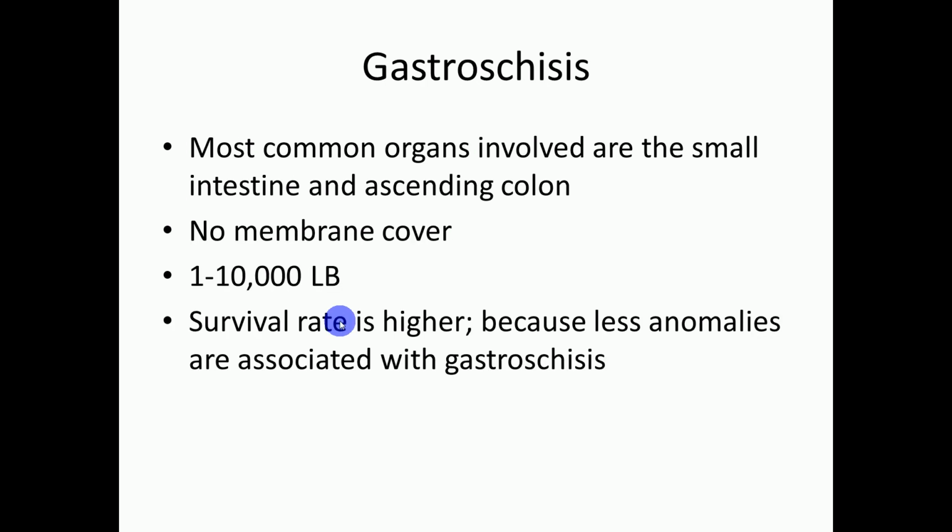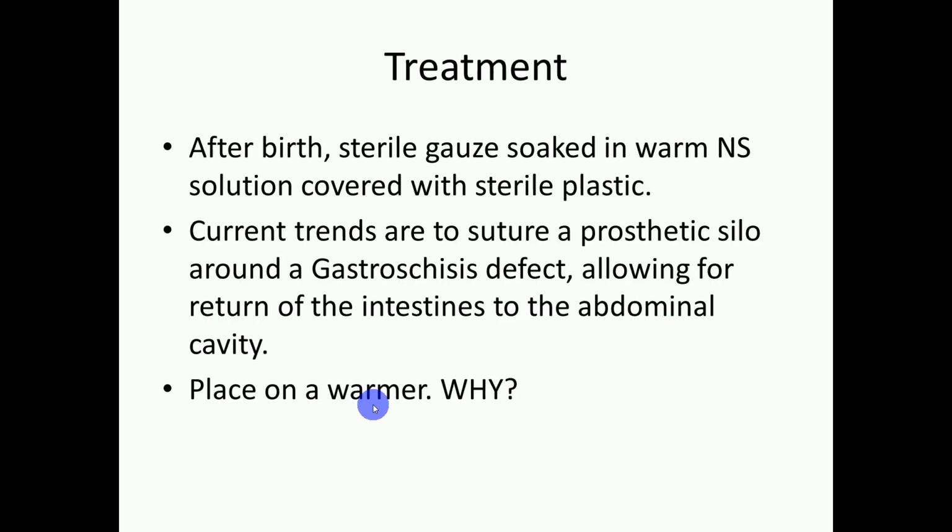Gastroschisis, most of these involve the organs of the small intestine and the ascending colon. So instead of just the whole abdominal cavity being out, with this one, it's mainly the intestines. And there is no membrane covering. It occurs about 1 in 10,000 live births. The survival rate is higher because there are fewer anomalies associated with this type.